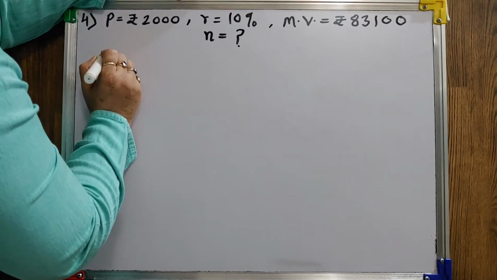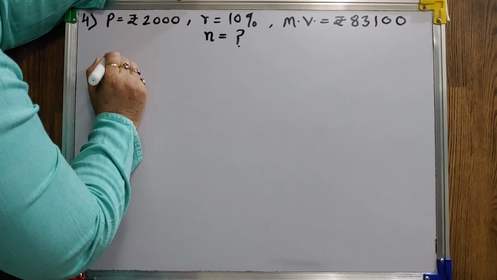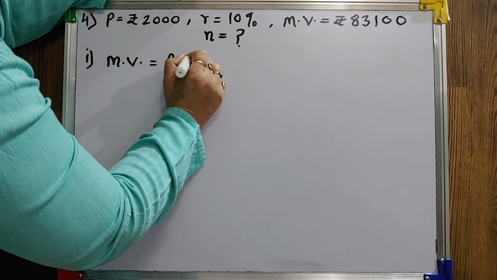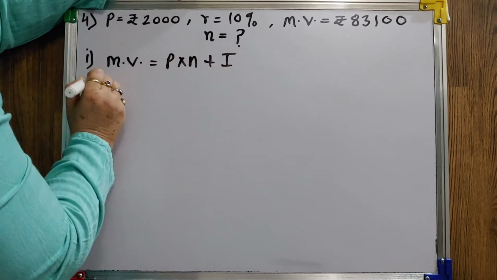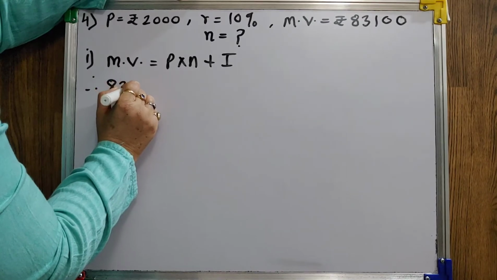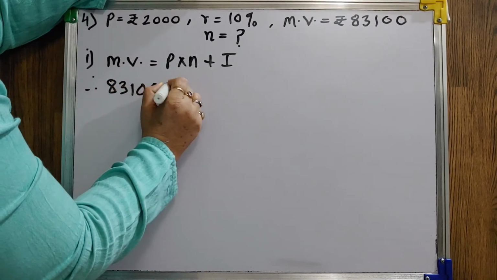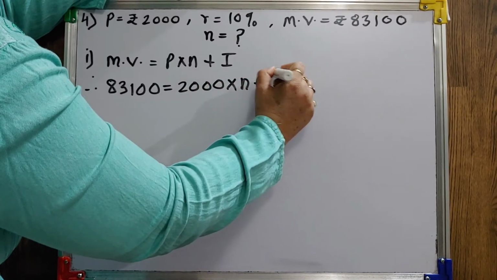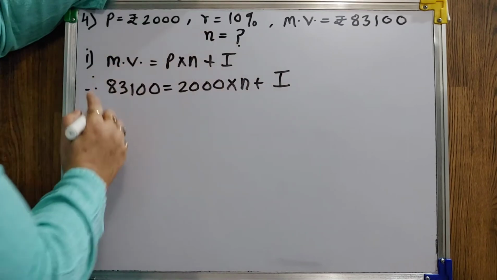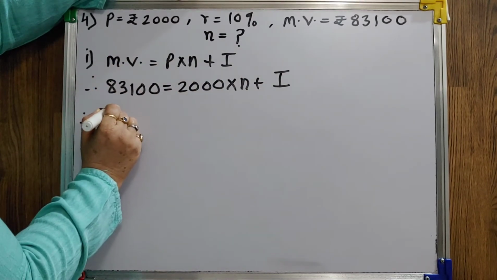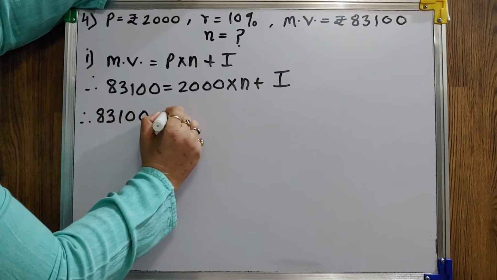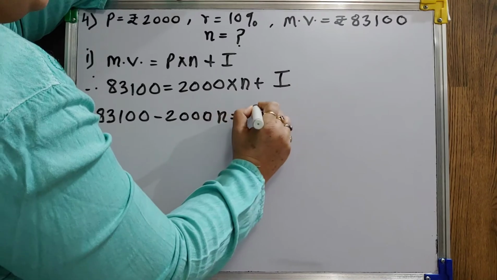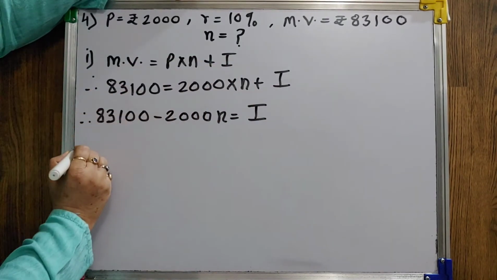Now, first of all, I will calculate. Suppose maturity value is P into N plus I. Now my maturity value is this. Monthly installment is 2000, but I don't know N as well as I. So I will find out I in terms of N. So it is 83,100 minus 2000 N. So I got interest in terms of N.